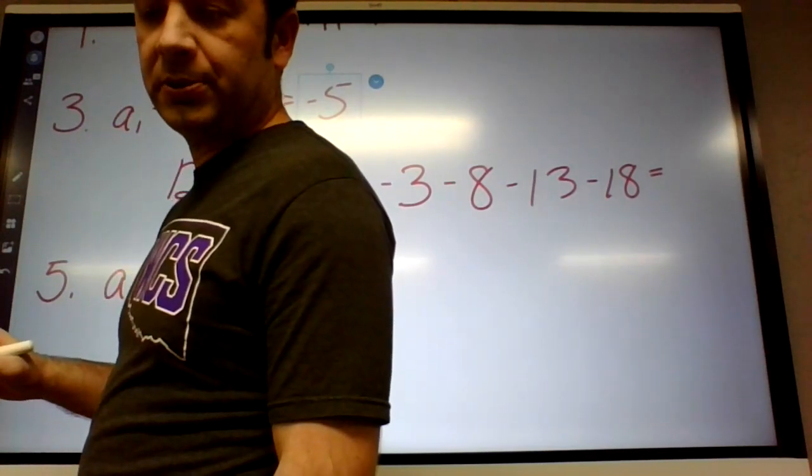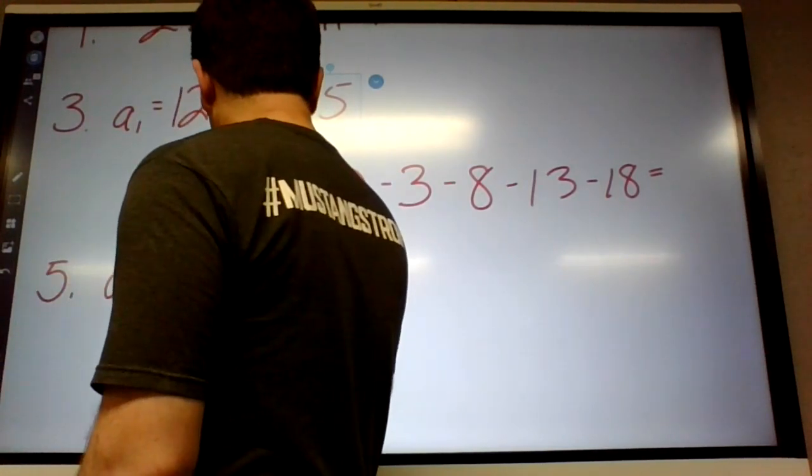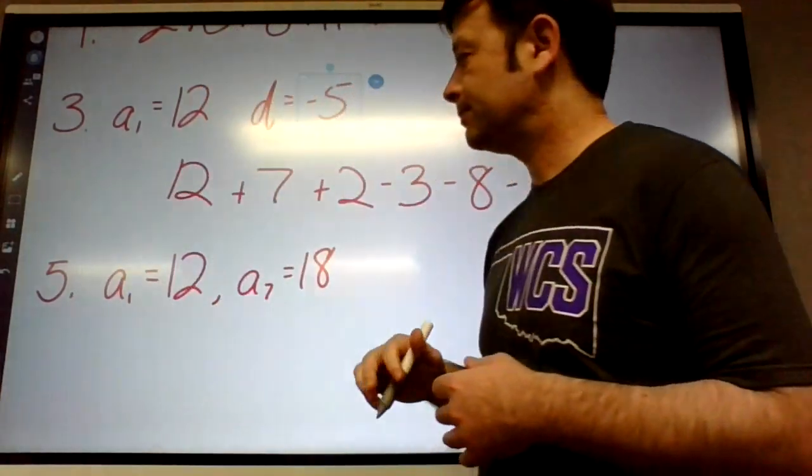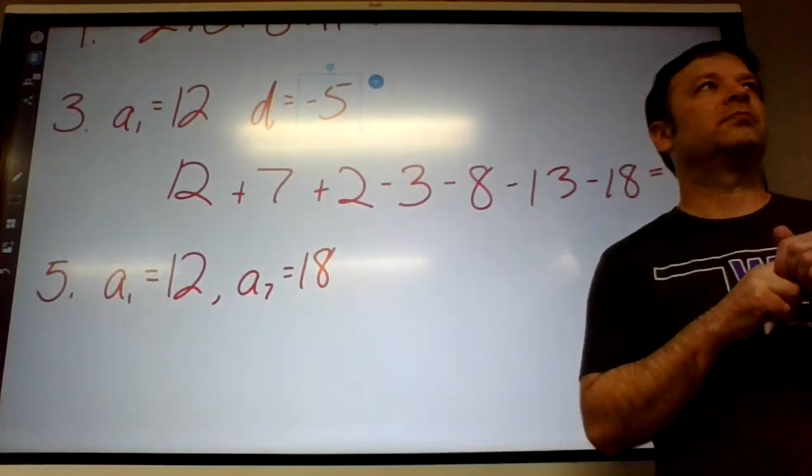A sub 1 equals 12, A sub 7 equals 18. I wasn't paying attention. What was it? Negative 21. Negative 21, Shannon.